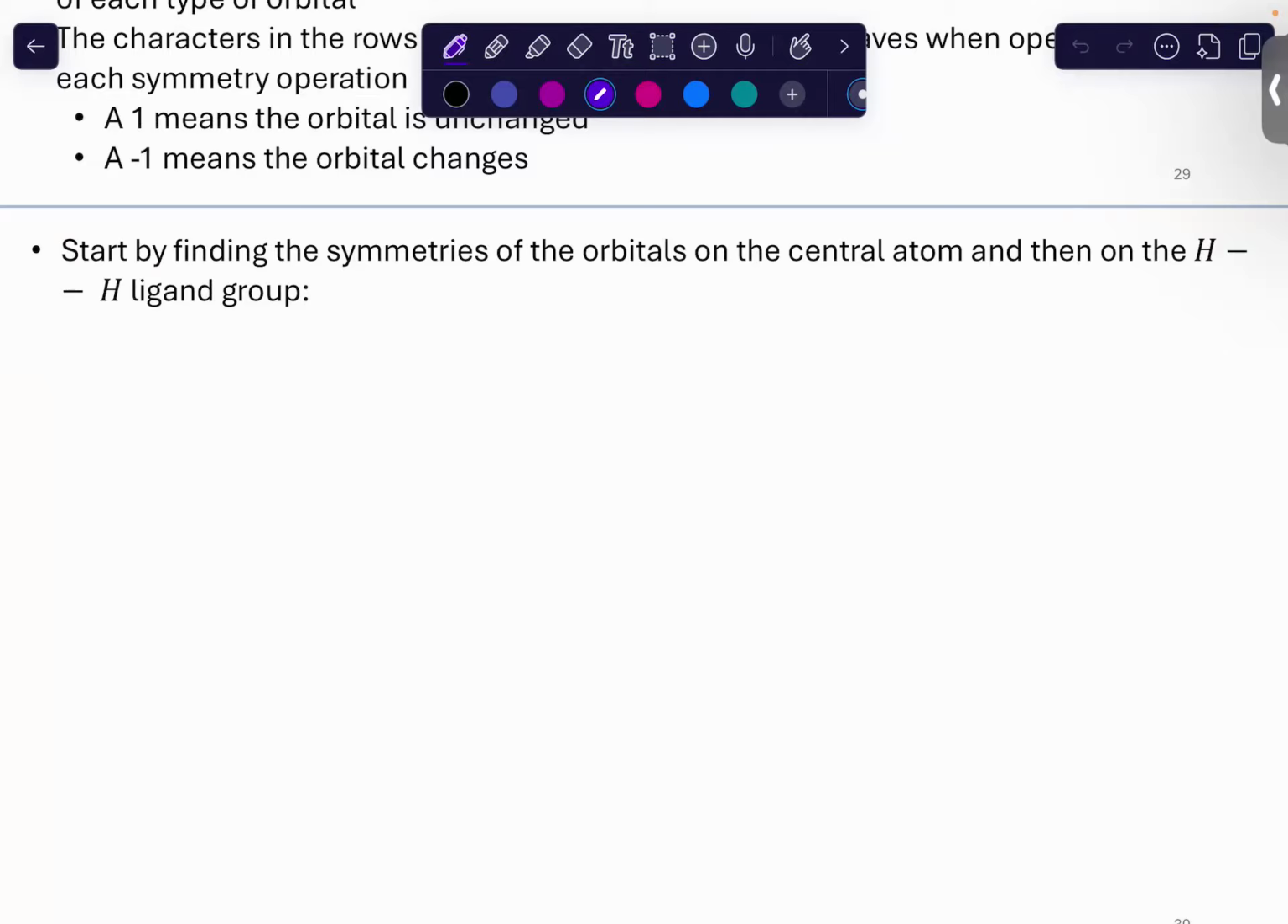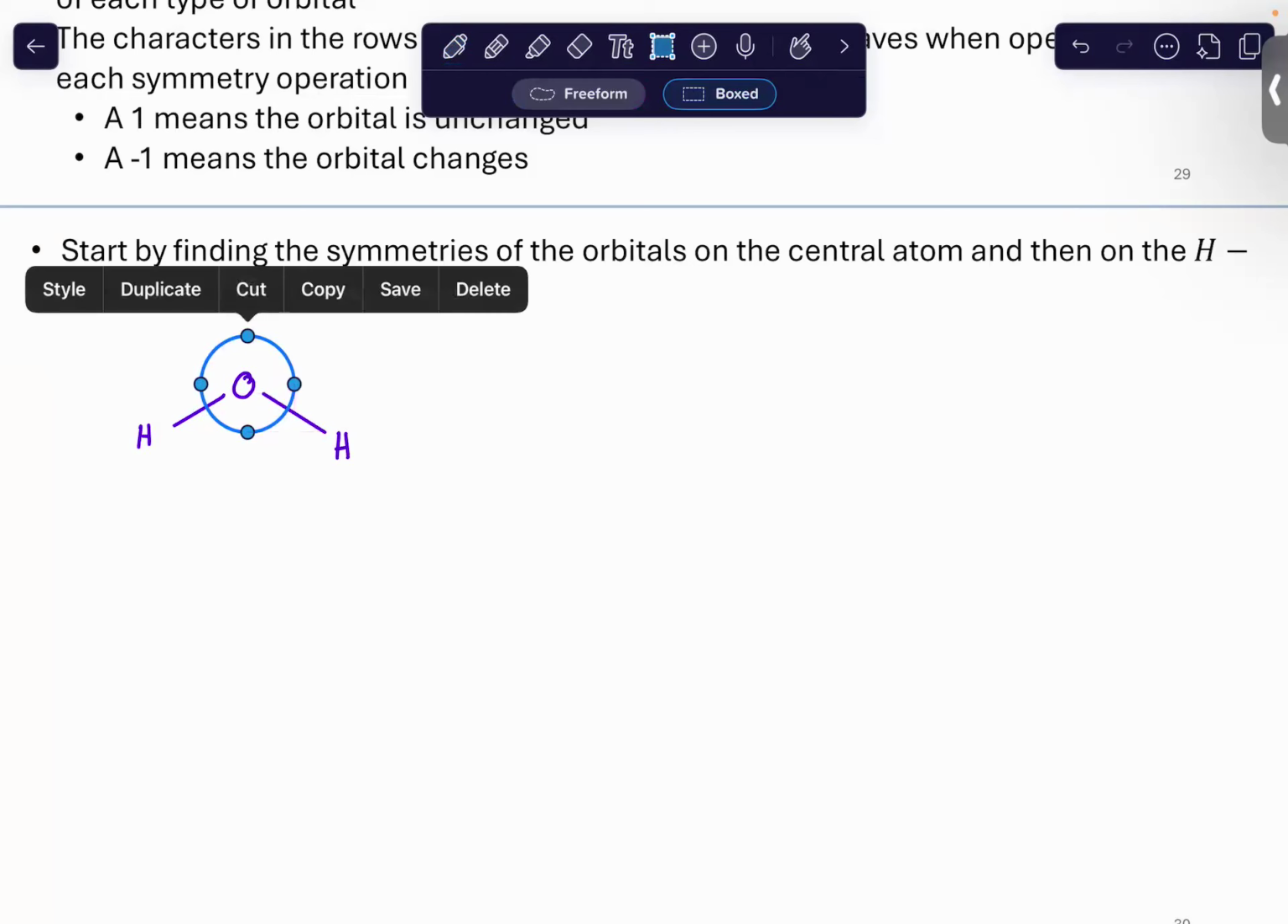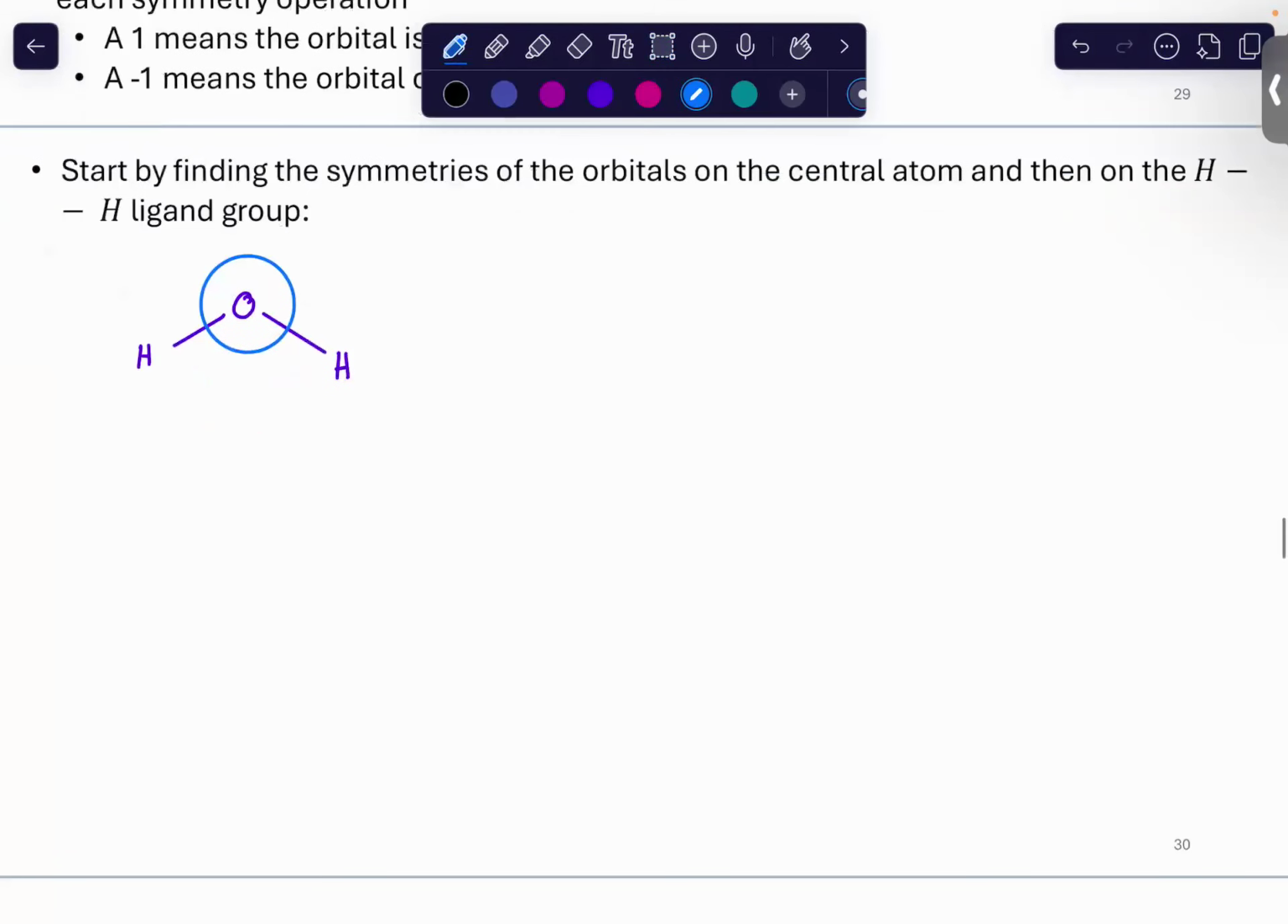So if we look at water, we're looking at the central atom now. We remember our s orbital. Let's look at the symmetries on this. If I perform an identity on it, I'll get a 1. If I perform a C2, I'll get a 1, because again, I can rotate this all I want. It's not changing that orbital.